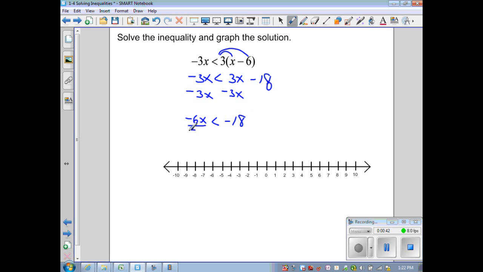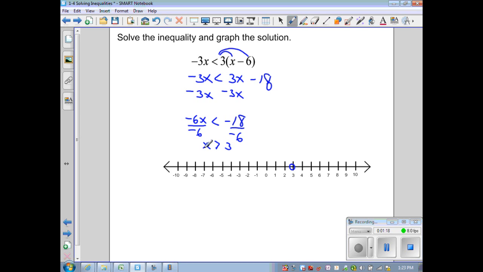Then I'm going to divide by negative 6. That gives me x, and a negative divided by a negative is a positive 3. But remember, from the properties of inequality, anytime that I divide by a negative value, I need to change the symbol, and this will make x greater than 3. I want to graph my solution. So I'm going to use an open point because this is not an equal-to symbol, it's just greater than. So at 3, I'm going to use an open point.